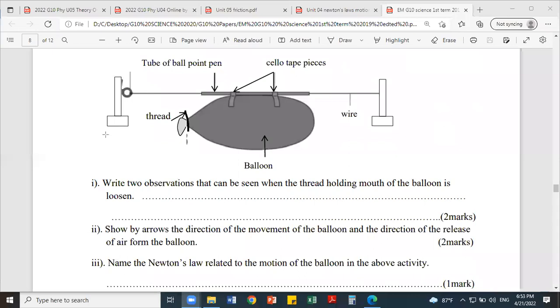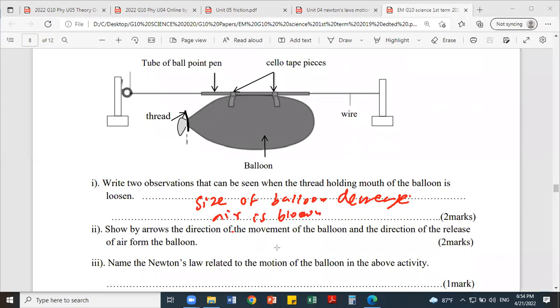How to increase the speed of the balloon here? One modification you can make is to apply some grease or oil on the thread or the wire, because it's more slippery. The other thing you can do is use a straw instead of a ballpoint pen. Your ballpoint pen is heavy, so you can use a straw.